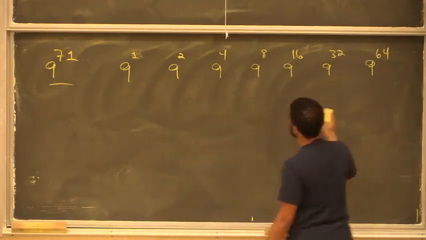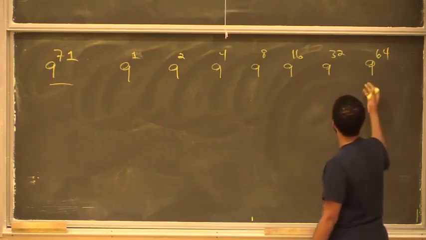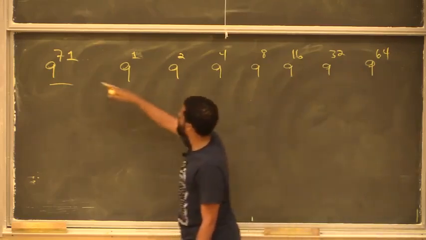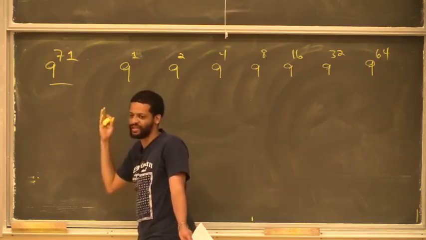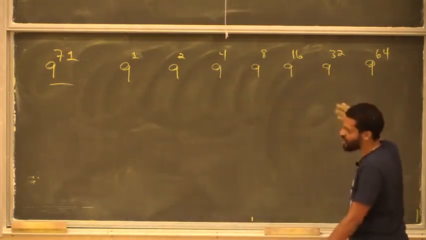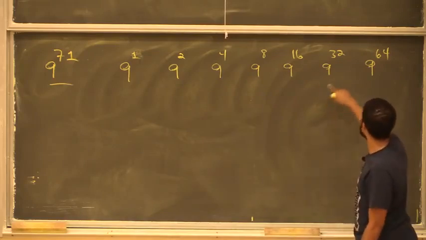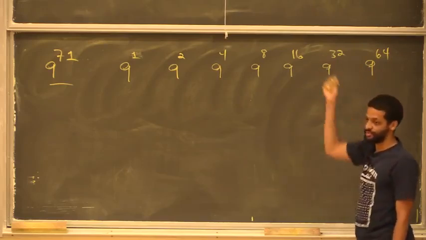How many flops did I need to do this? Basically, going from one to the next is just one multiplication. So overall, it's how many powers of 2 do I need before I reach 71? Basically, log base 2 of 71, or the floor of that, maybe the ceiling of that. I can get all the powers that look like 9 to some power of 2.